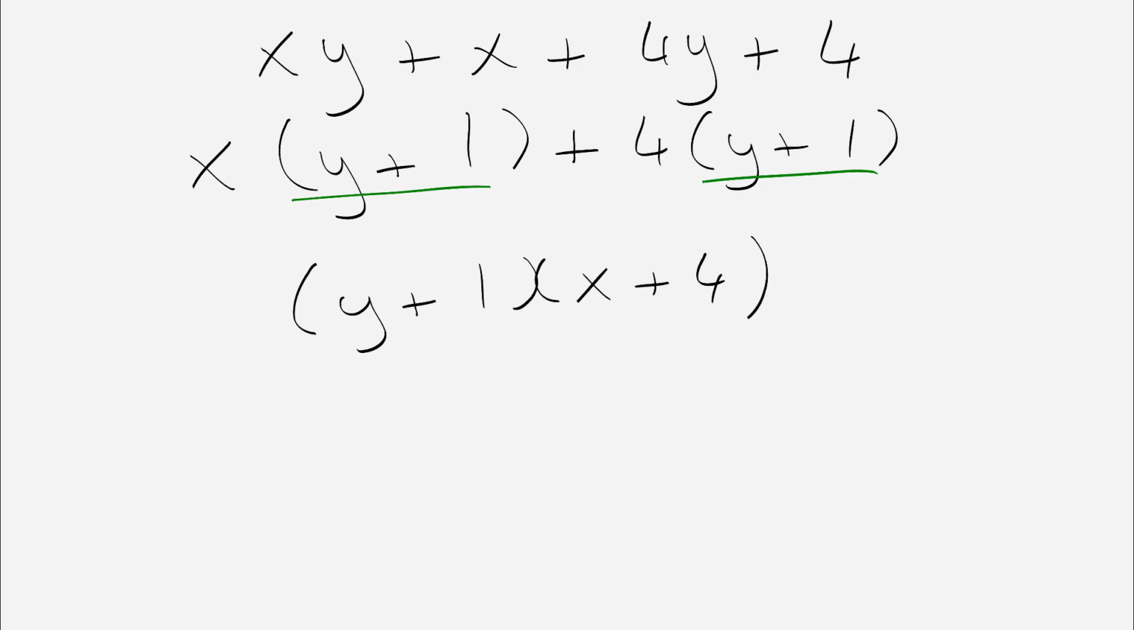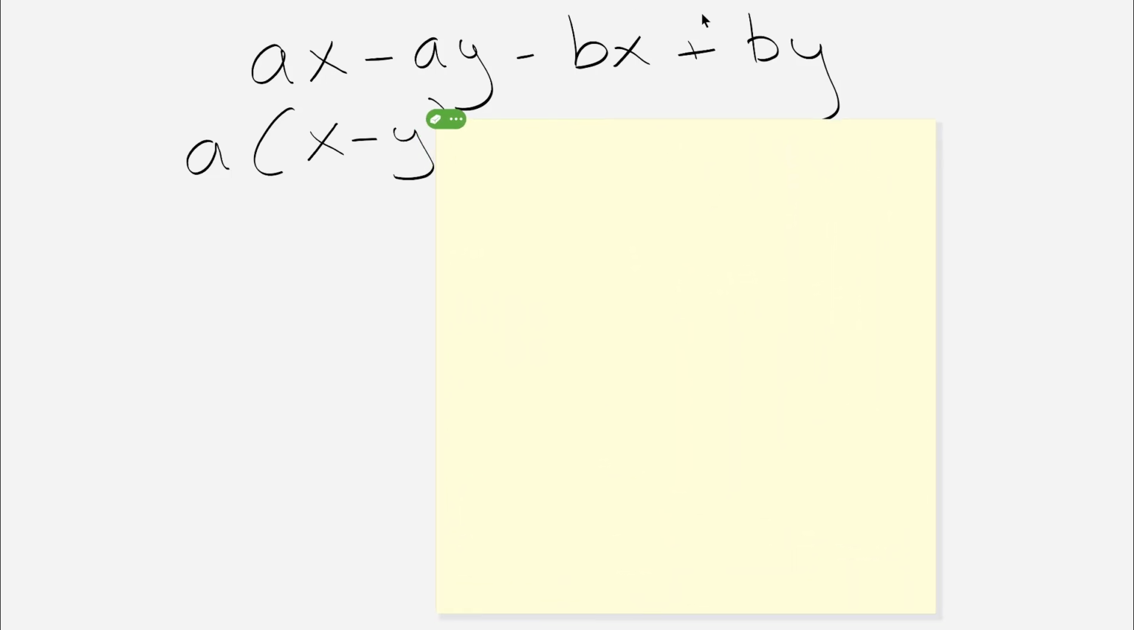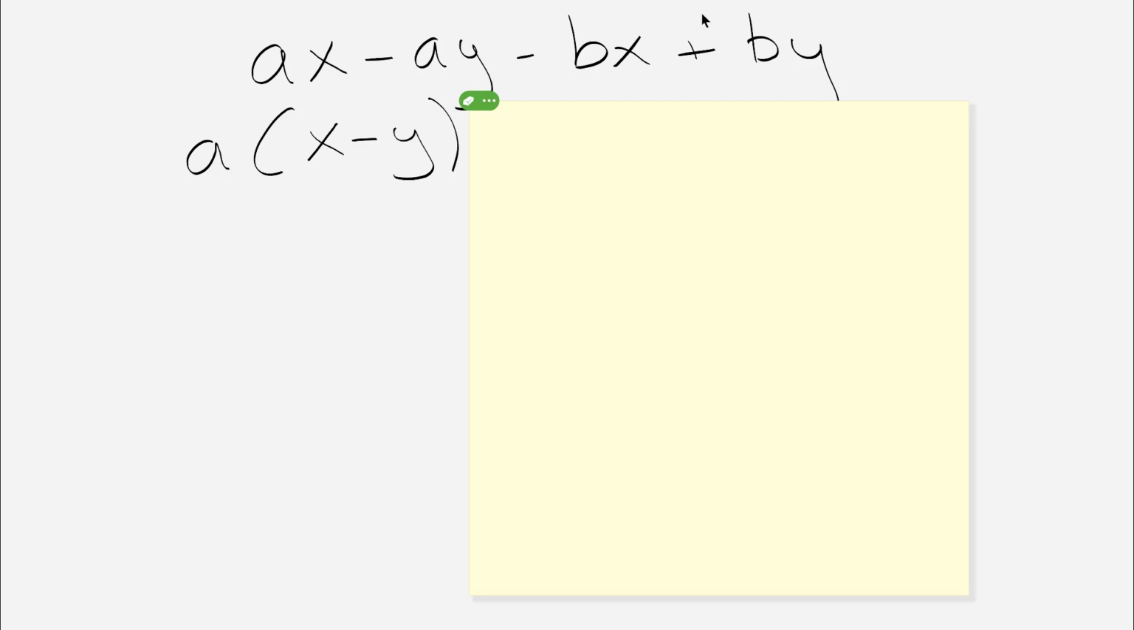Let's step it up another level here. We've got ax minus ay minus bx plus by. Let's do our factorizing here. The common term to the first pair is a, and when I factorize out a, I've got x minus y. Now here's where we've got to be careful. Let's have a look at this a little bit closer. Let's say I decide to factorize out plus b.